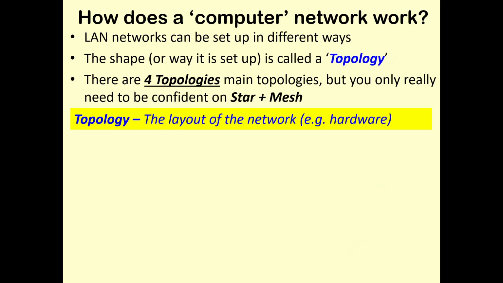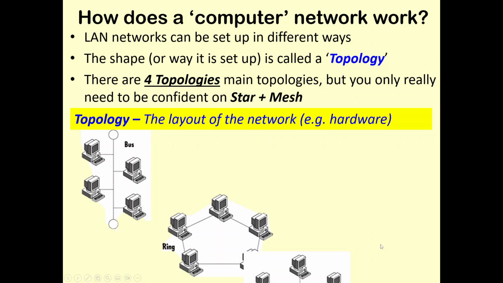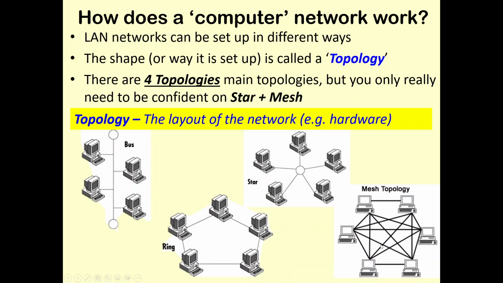Okay, so now we know what LANs and WANs are. How does a computer network work? Well, remember, the layout of devices on the network is called the topology. All the hardware, how it's laid out and connected, is the topology. And there are different topologies that exist and have existed. However, there's only two that I really want you to focus on for this exam. There is a star topology and a mesh topology. They're the two to focus on for this.